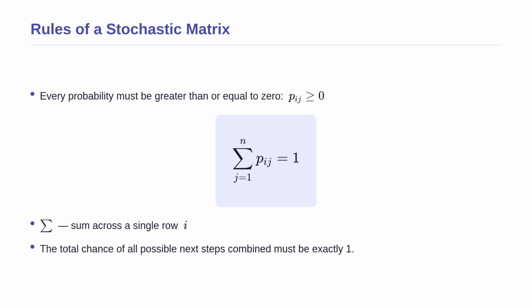This matrix we just built has to follow strict rules to make logical sense in the real world. First, you cannot have a negative chance of something happening, so every probability must be 0 or greater. Second, and most importantly, if you add up all the probabilities across a single row, the total must equal exactly 1. Why? Because if you start in a specific state today, you absolutely must go somewhere tomorrow, even if you just stay in the same state. A matrix that follows this rule is called a stochastic matrix.